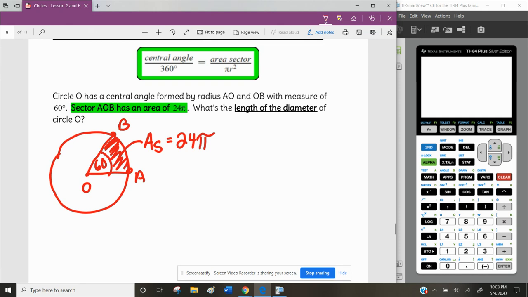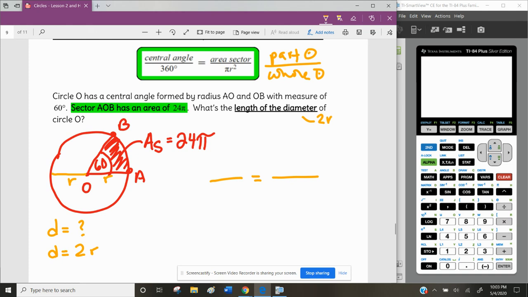Okay, so we have our proportion up here. Remember, we're going to compare the part of the circle to the whole circle. Okay, and we want to find the diameter. So in order to find the diameter, we need the radius, and the diameter is 2 times the radius. So we're going to solve for radius, and then we can find our diameter. So 2r.